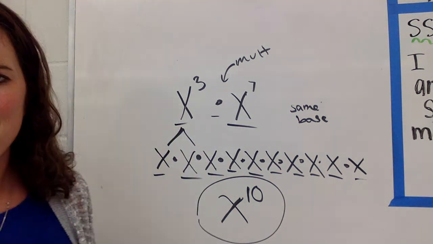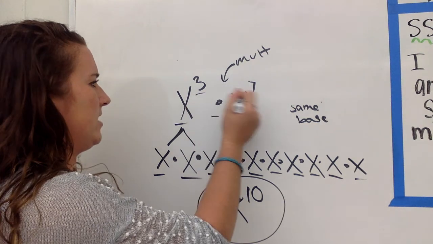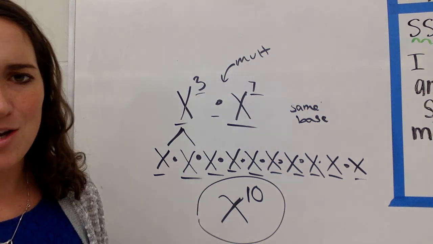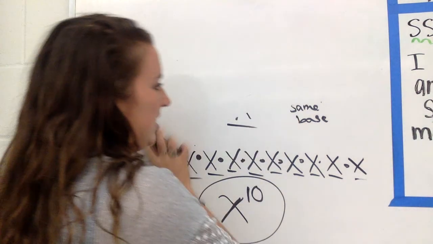I think I'm starting to pick up on the rule that we learned yesterday. I see 3 and 7 here. Added together, 10. I'm not sure. I'm still not going to use it quite yet. We're going to continue expanding.